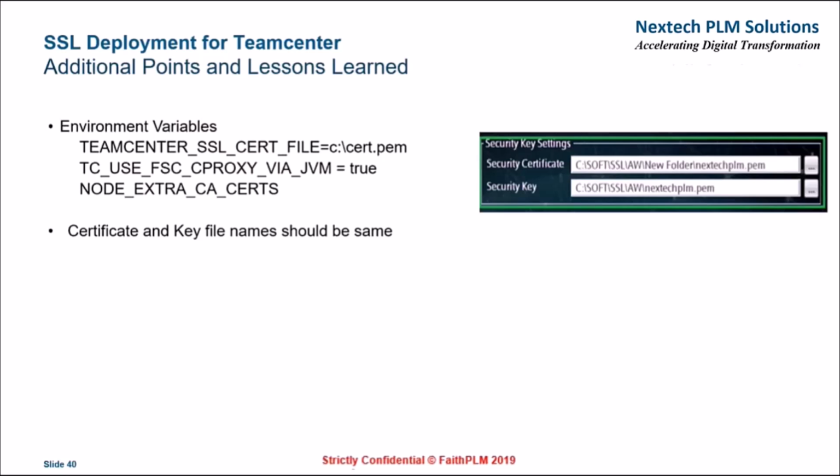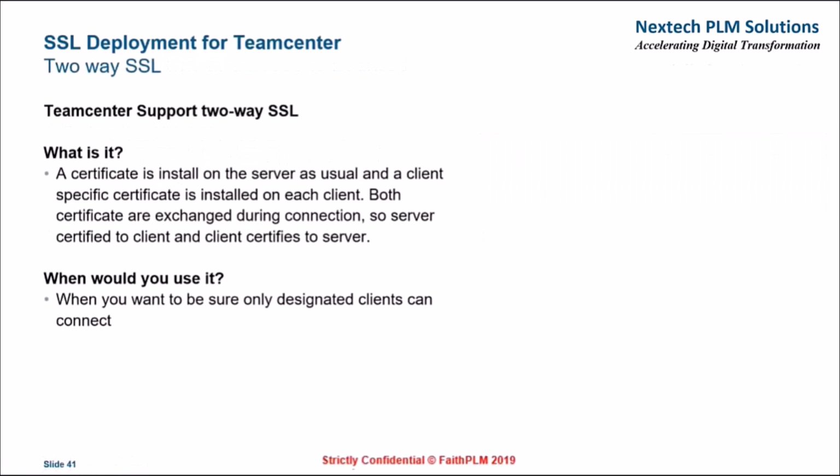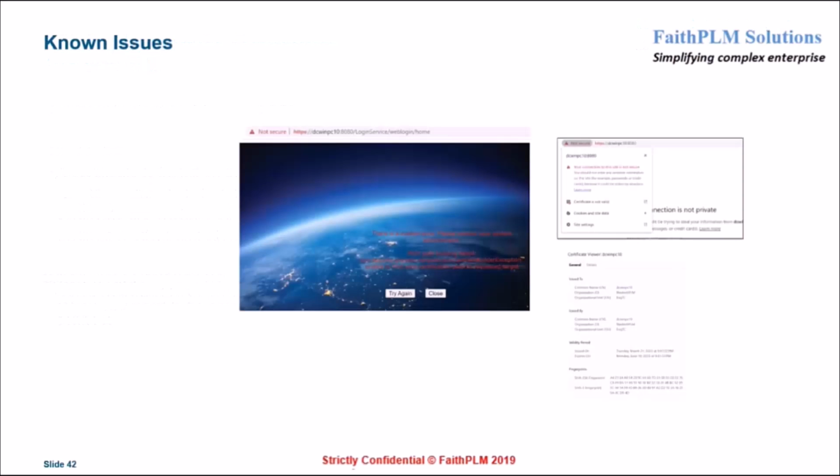An additional point of learning over here is that we need to keep in mind that a few environment variables should be set on your system. Then the certificate key file name should be the same for the Active Workspace. Teamcenter basically supports two-way SSL. Two-way SSL means both side certificates should be installed. Then it will cross-verify and proceed. These are a few known issues which I faced during configuration, but still my environment is down.